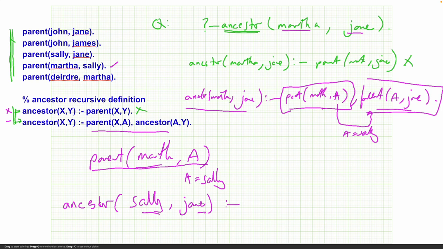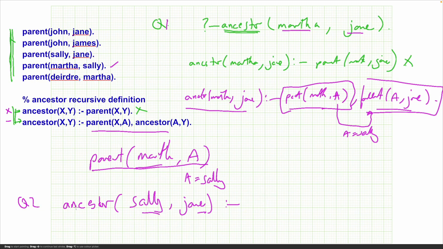Notice how we've transformed the question, Martha Jane, is that an ancestor, to Sally Jane. And if you look at the family tree, it's a level down. By doing this recursive definition, we are reducing the problem a step at a time. Each cycle, we're reducing the complexity of the problem by one step. So we started by asking if Martha is an ancestor of Jane, and now we're asking if Sally is an ancestor of Jane. We've moved down the ladder.